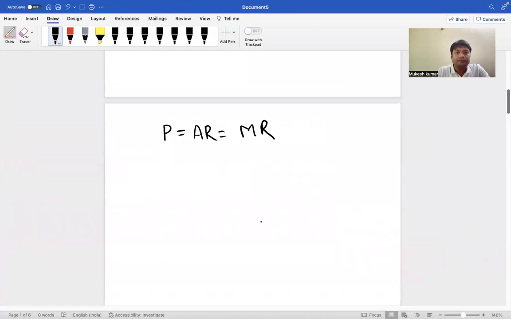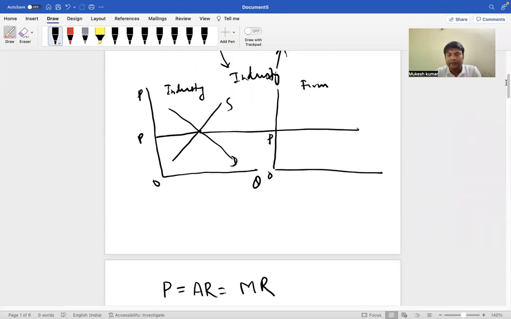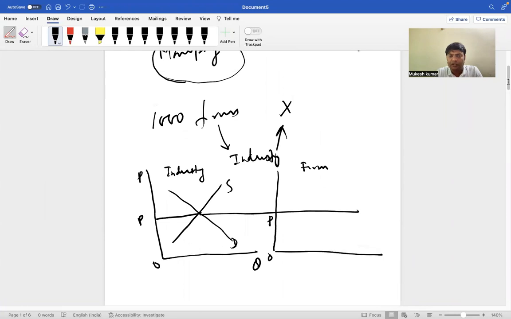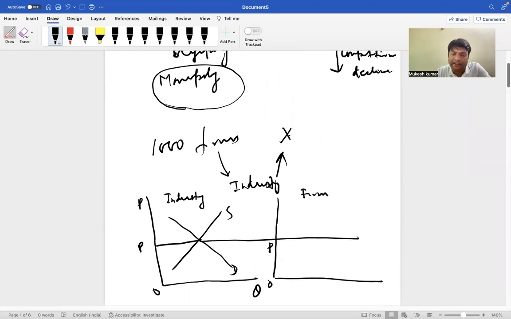What I'm trying to say is that in the case of the perfect competitive market, what we have seen is that the industry is the aggregation of the firms, and this is the firm who is the price taker. But in the case of the monopoly, suppose there are 1,000 firms producing the identical product X. Now suppose there is one monopoly who is producing this good X and who is the owner of these 1,000 firms.